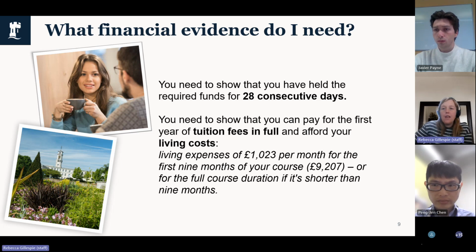Your tuition fee will be confirmed on your CAS. You will need to show living costs up to a maximum of 9 months, so £9,207. This group will need to prepare the full amount in terms of living costs. So that will be 1 year's full tuition fee plus living costs, £9,207, and those funds need to have been saved for at least 28 consecutive days.